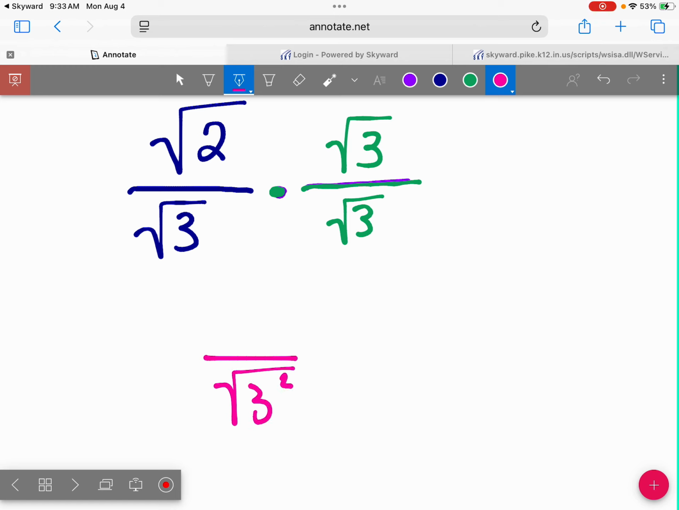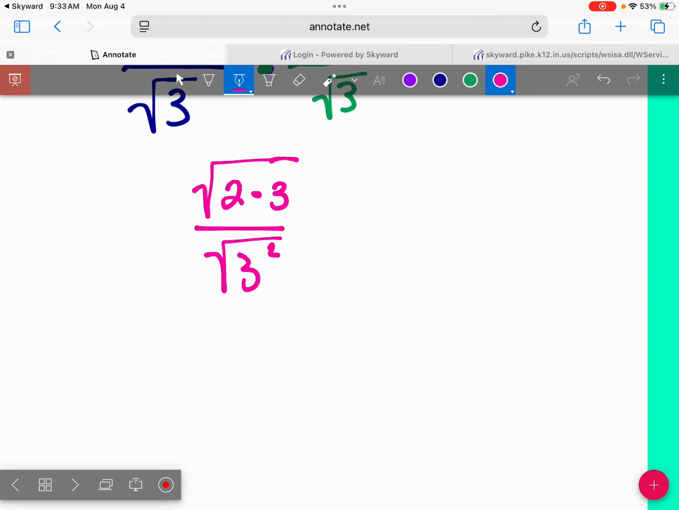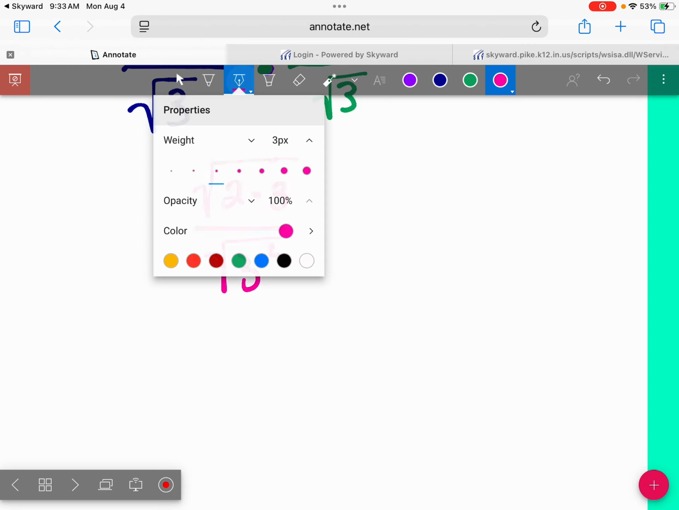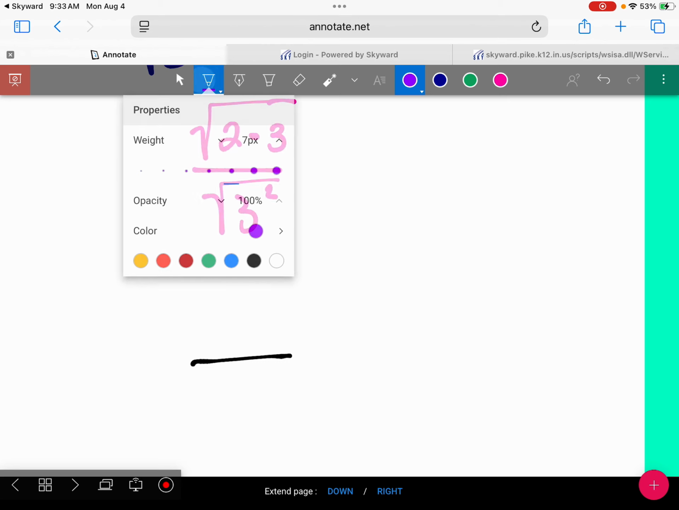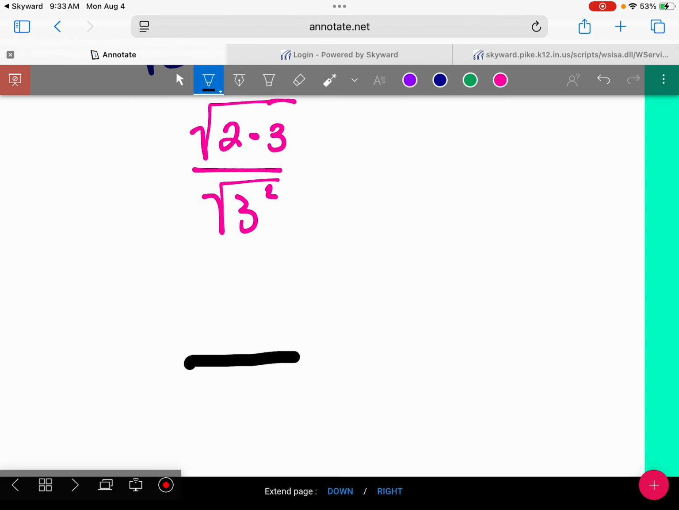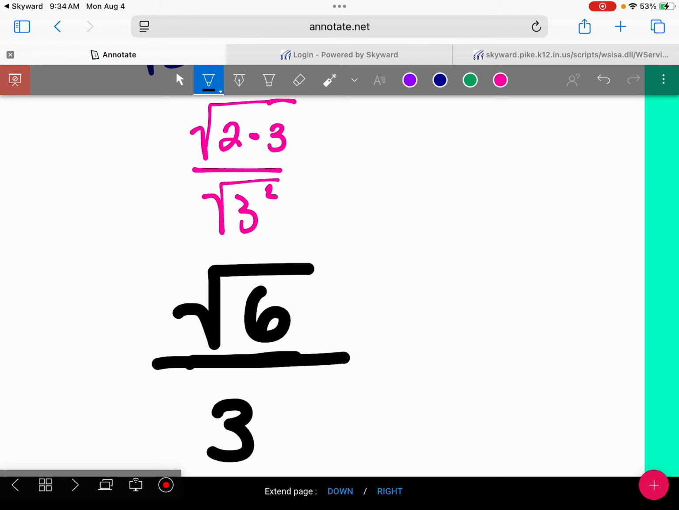Squared. And our numerator, we've got square root of 2 times 3. And since they're both in radicals with that same index, we can combine them together. So when we simplify this, what's our numerator going to be? Square root of 6. So we're going to have our square root of 6. And what's our denominator going to be? 3. Can I simplify between the 6 and the 3? No.